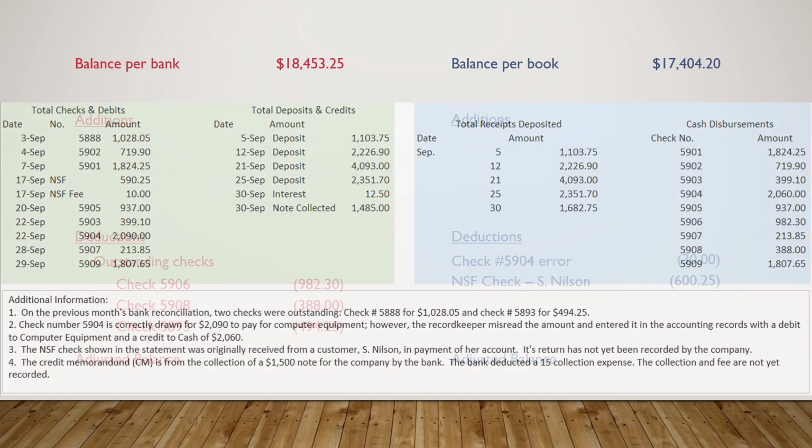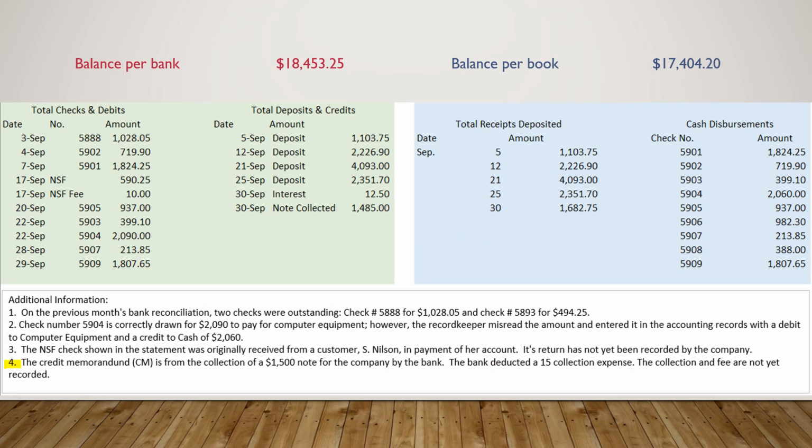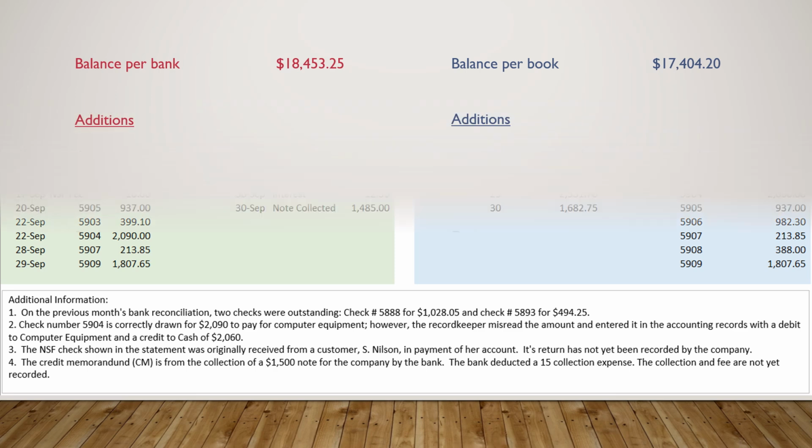Item 4, we see a credit memo for the amount of $1,500. And the bank deducted a $15 collection fee. We can see the net amount deposited on September 30th if we look at the deposits column of our bank statement. Again, this amount has been added to the bank balance, but we have not yet added it to the book balance. To correct this discrepancy, we need to add it to the book side.